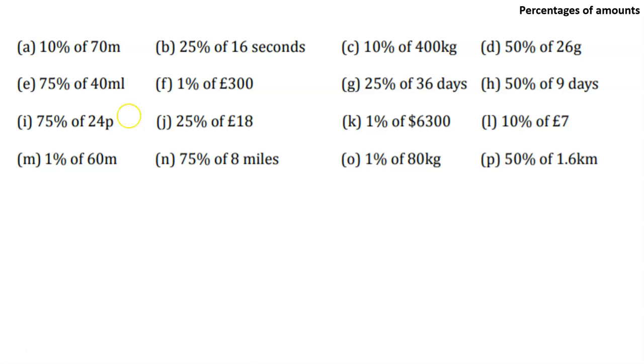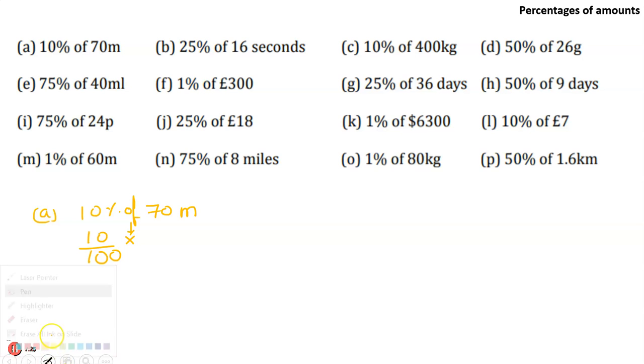Here it is given, you need to find the percentage of an amount. I can give you an example: I'm showing you a. Here it is written 10% of 70 meters. M stands for meter here. So 10% of this, I can show you plenty of methods. The first method is: 10% means 10 upon 100. Of means multiply.